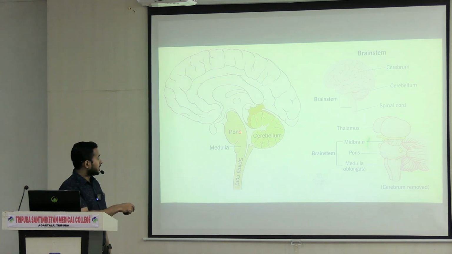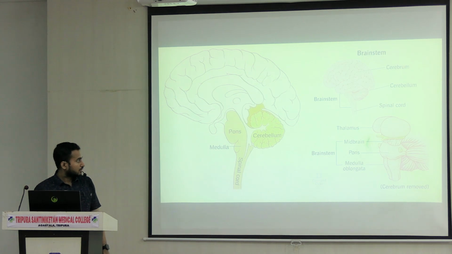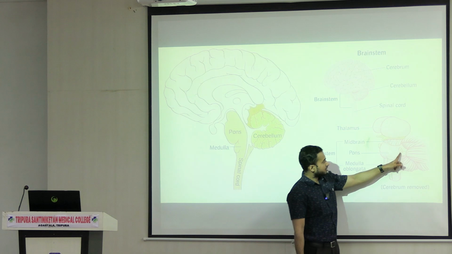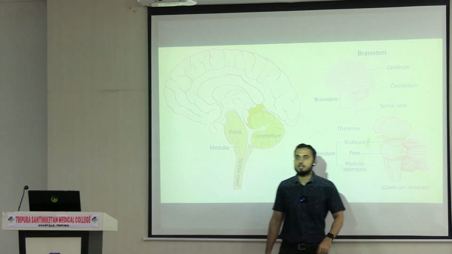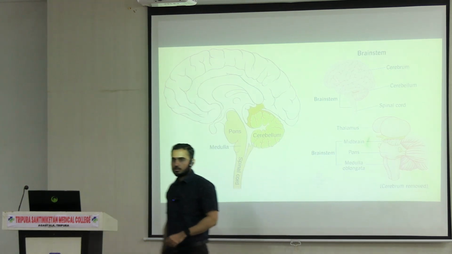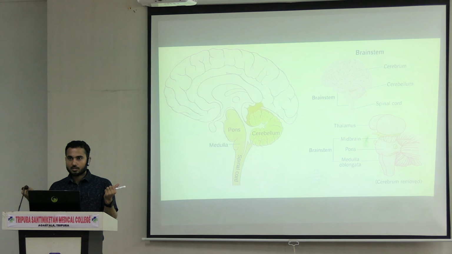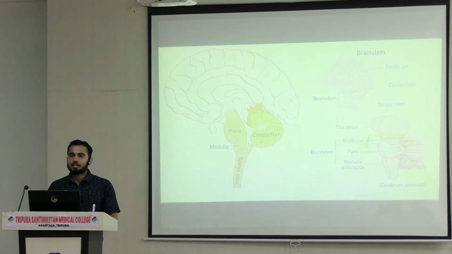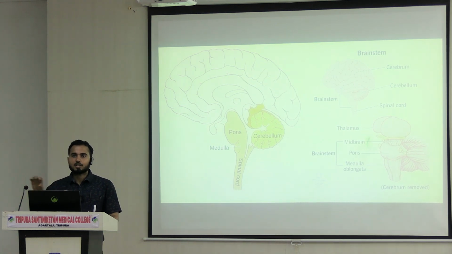And here you can see the location of the pons. Next, in this particular diagram you can see the fibers which are going on either side. This is forming the middle cerebellar peduncle. So from the pons, fibers are going on both sides, and those bundles of fibers are called the middle cerebellar peduncle, which is connecting the pons to the cerebellum.